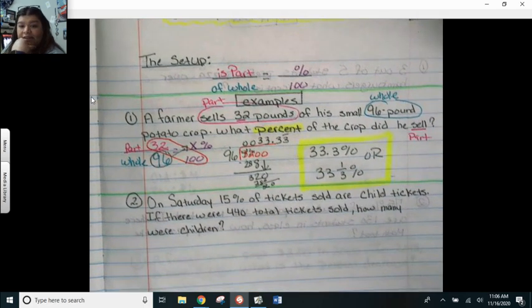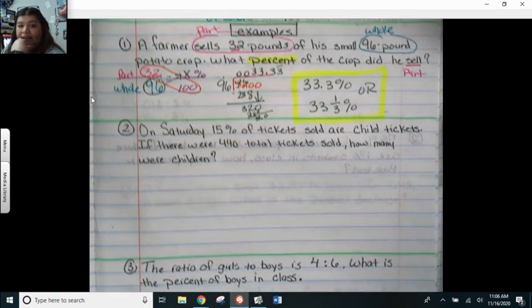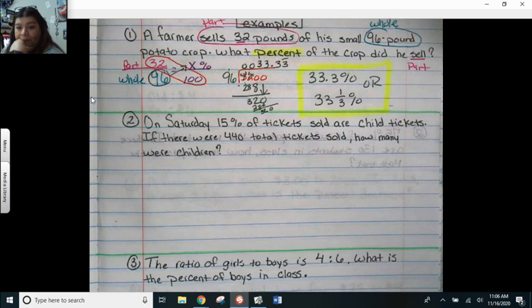Okay, so let's take a look at the second one. If you didn't have a chance to write it, go ahead and copy that down. Press pause.